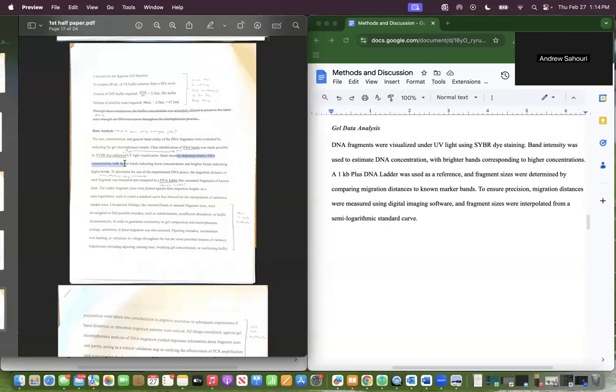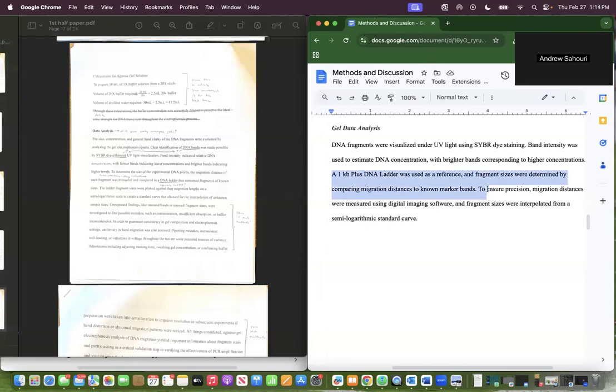as you can see here. And instead of higher levels, I put higher concentrations. And then to determine the size of the experimental DNA pieces, the migration distance for each fragment was measured and compared to a DNA ladder. And I put the specific ladder. I just reworded a lot of this to make it smoother and cut to the point, so the reader can understand more if they don't know a lot about this type of experiment.